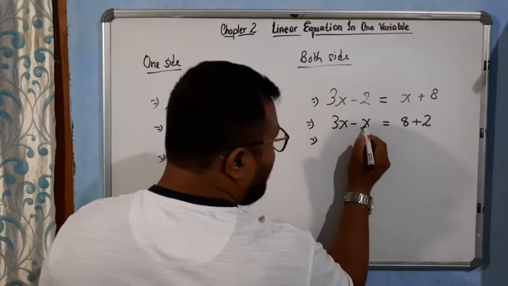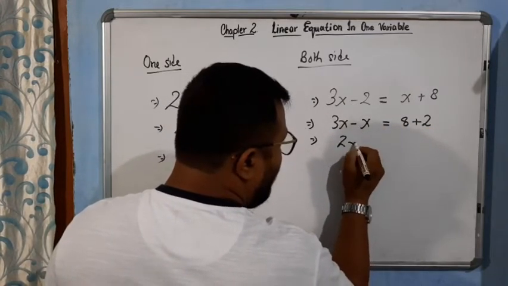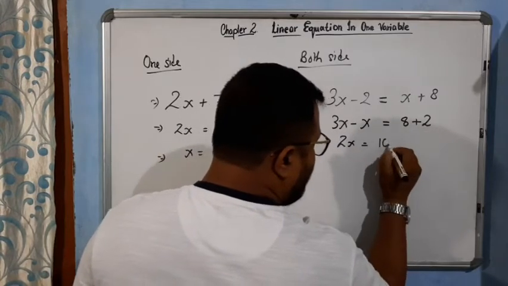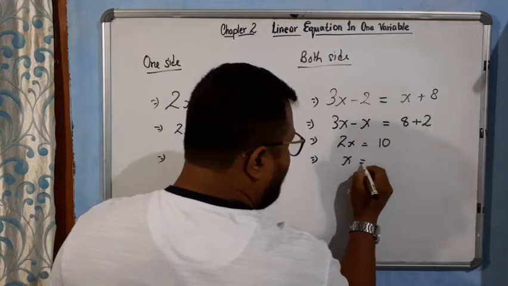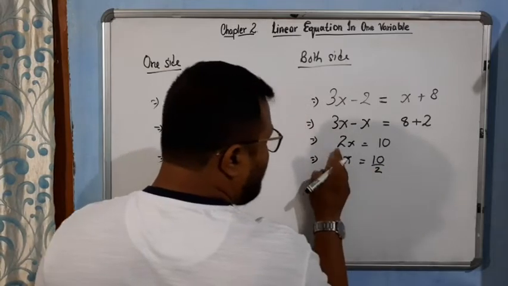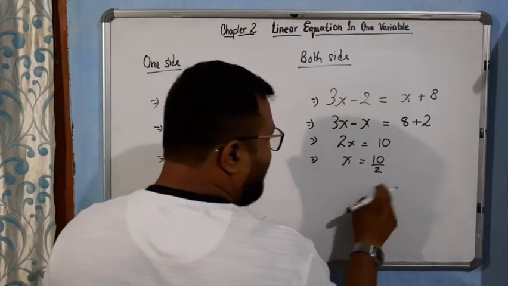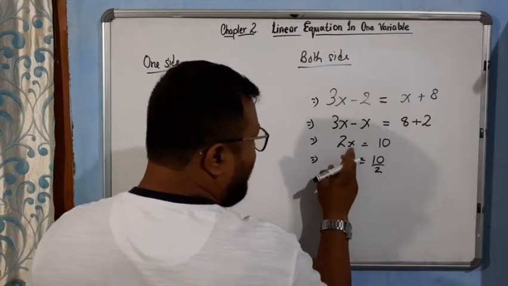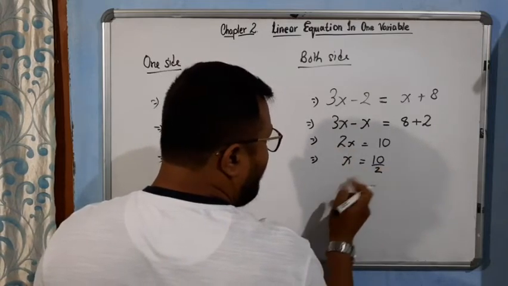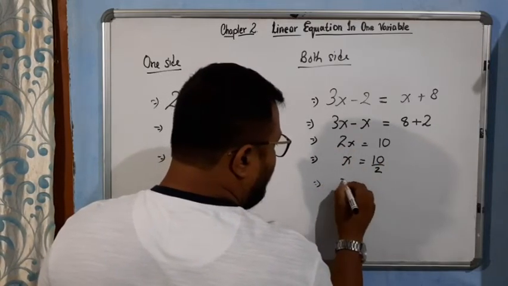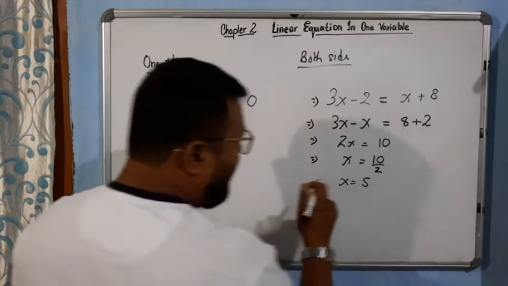Now 3x minus x becomes 2x, and 8 plus 2 becomes 10. Then x equals 10 by 2. We shift this 2 from the left hand side to the right hand side, because it is multiplied with x; now it goes to the denominator, so we divide 10 by 2. So x equals 5. So in this way, okay.